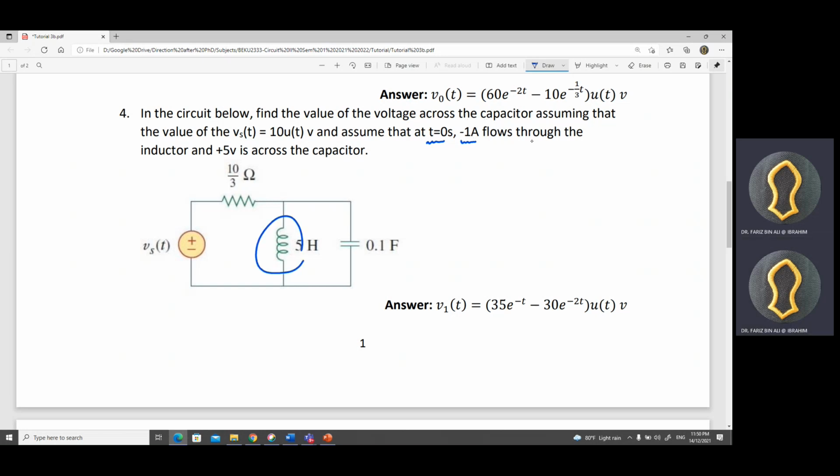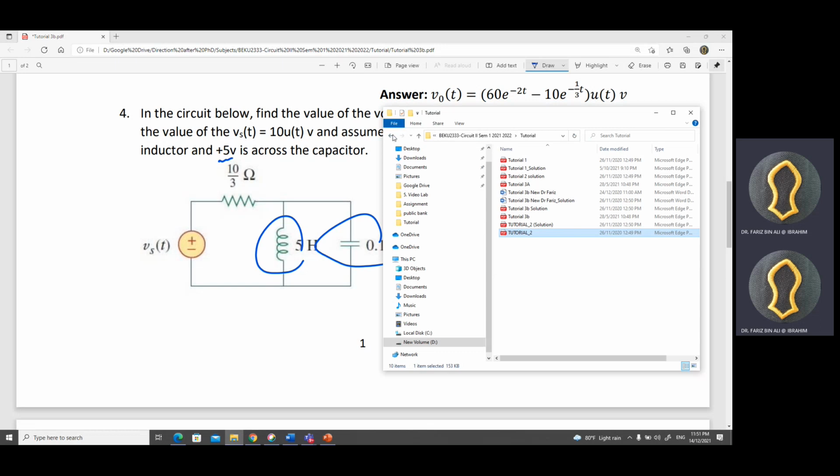Okay, and then 5 volt at the capacitor. So these are two initial values given for the inductor and the capacitor. It is quite tricky here because usually in all the previous examples we don't have the initial value, but now you have the initial value, so you need to refer back to the lecture note.